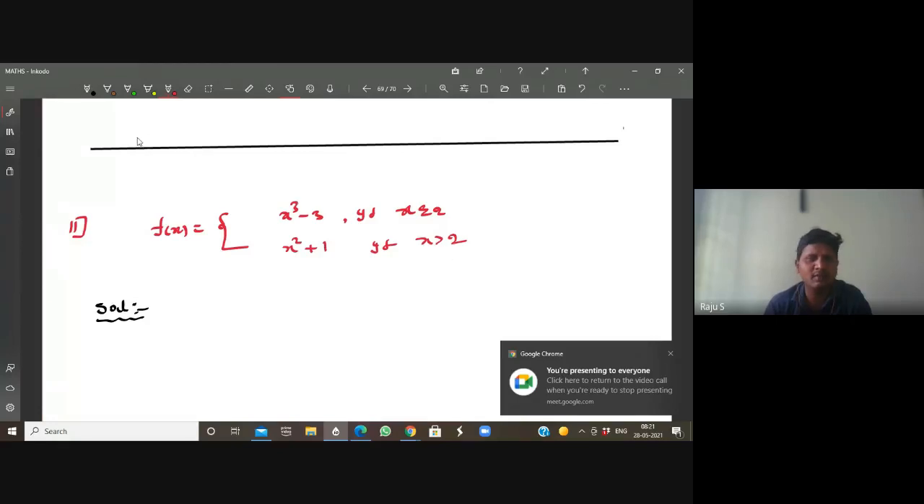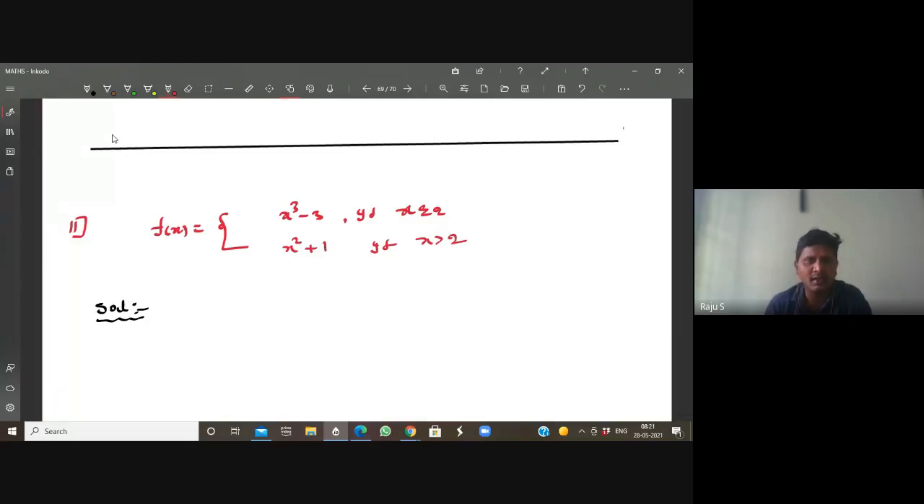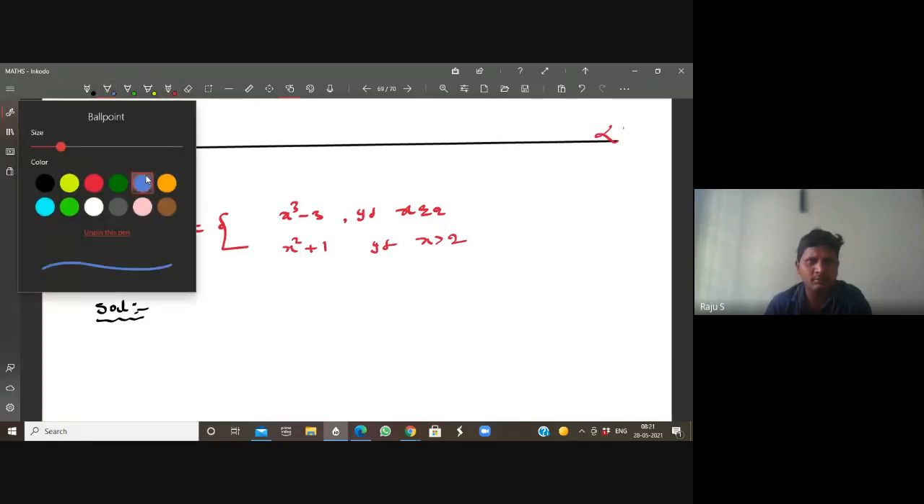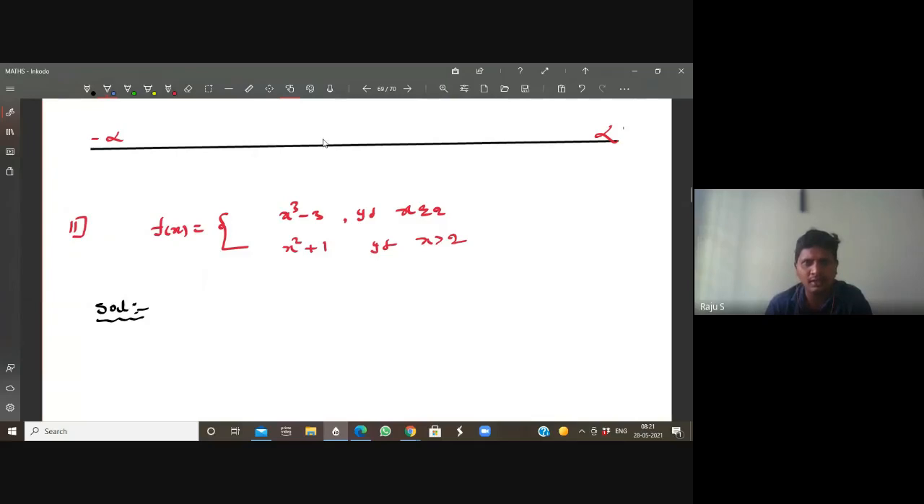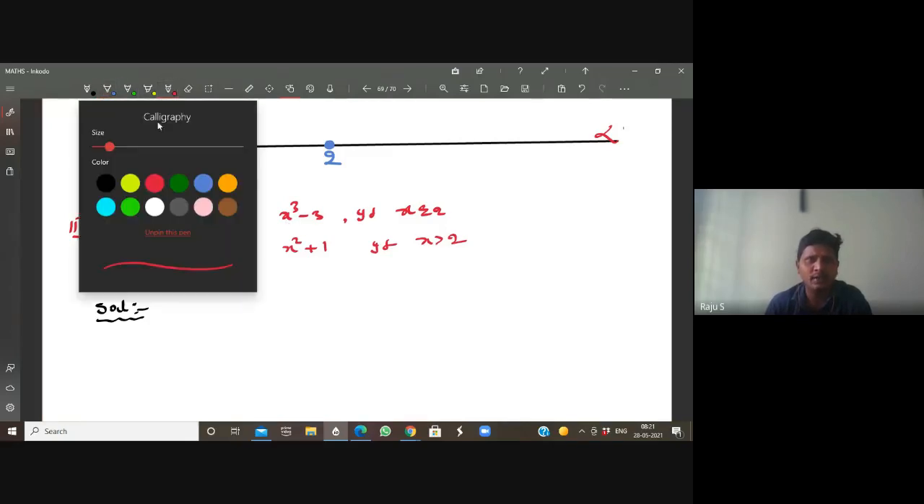So here they given the entire real line, so minus infinity to plus infinity. Then take here 2, x equal to 2 and lesser than 2. They given the function is x cube minus 3. Okay, here it is clearly x cube minus 3.